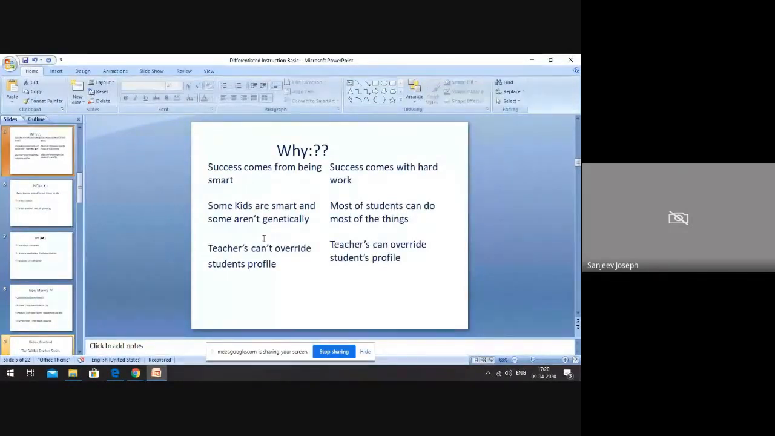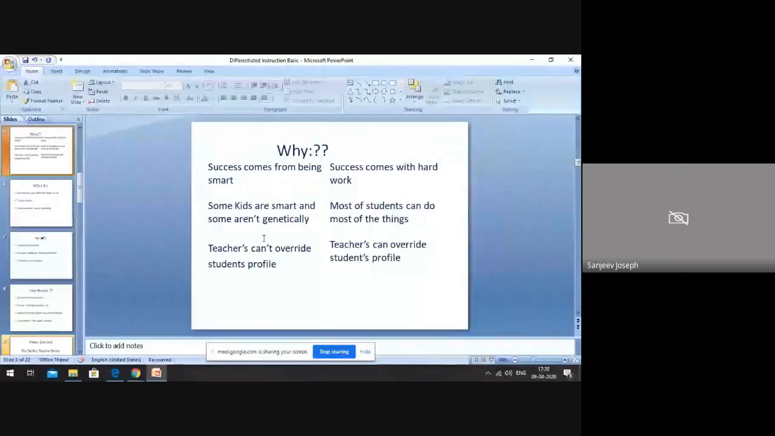Teachers can't override student profile. We all think that they come from different backgrounds, and that is why they cannot do what we want them to do. That is the earlier kind of concept which we had as a teacher. But when we have differentiated instruction, we know that success comes with hard work. Anyone who is working very hard can become successful. Most students can do most of the things we want them to do, and they can come to the level which we want them to come to.